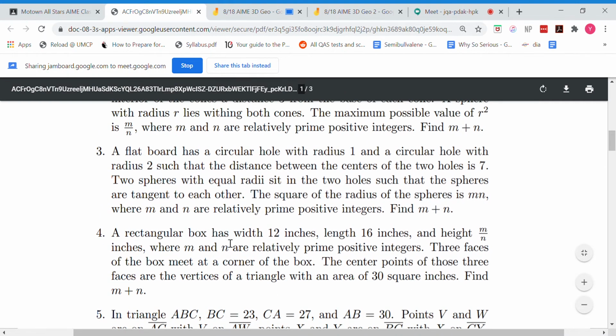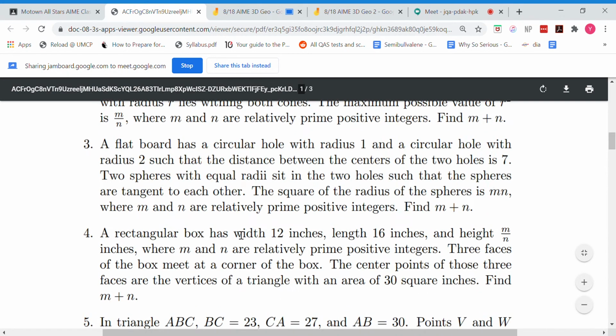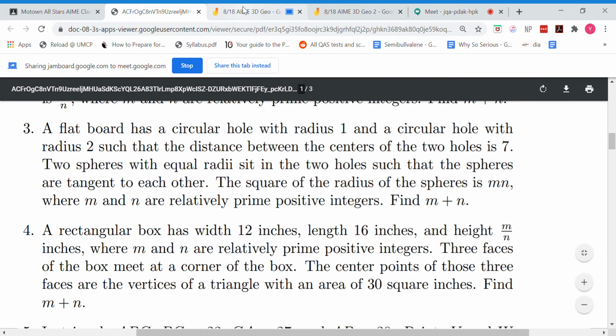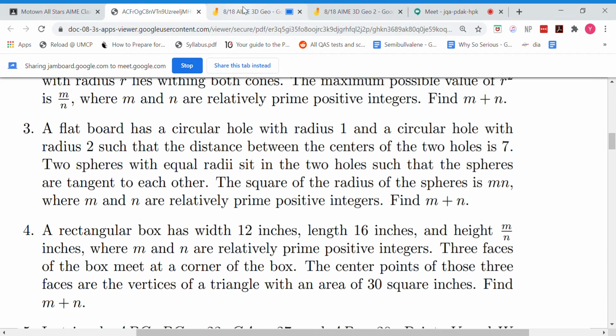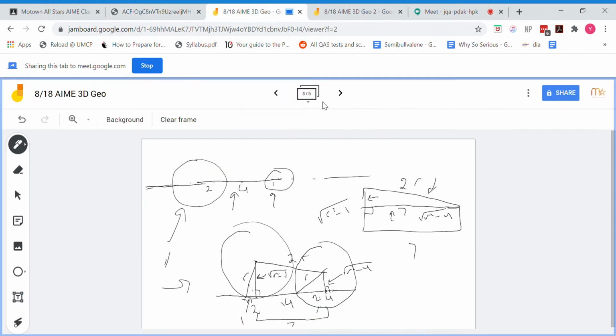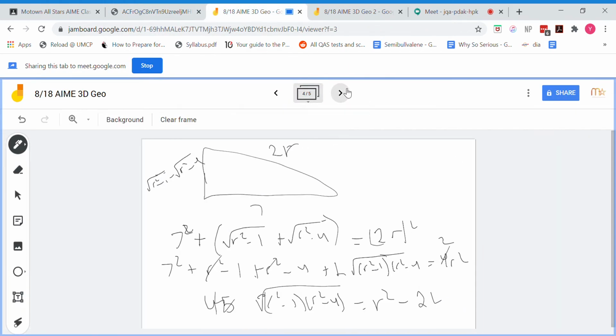So a rectangular box has width 12 inches, length 16 inches, and height unknown. And so we're told that 3 faces of the box meet at a corner, and the center points of those faces are vertices of a triangle with an area of 30 square inches. Okay, as always, we start off with drawing a beautiful diagram.